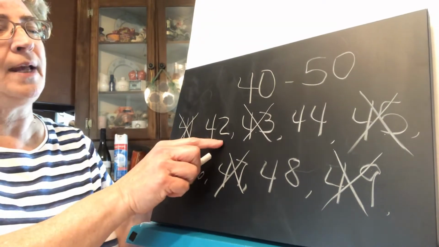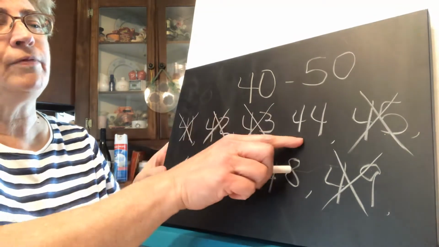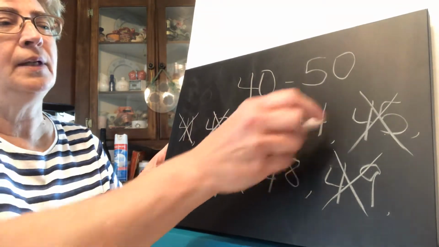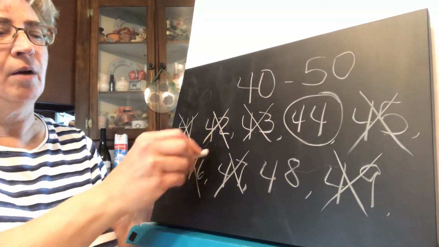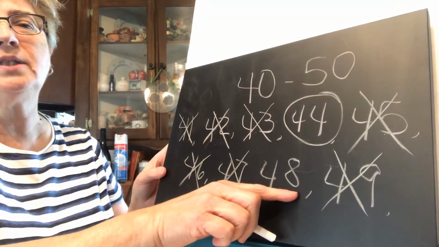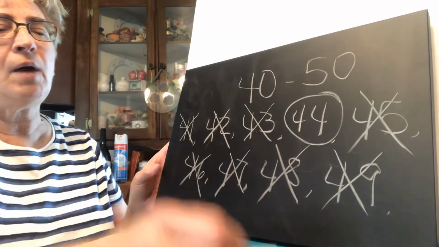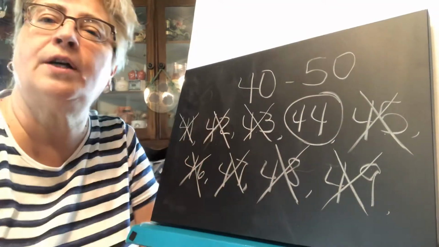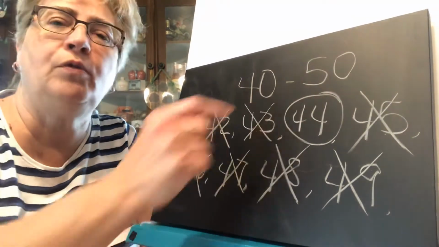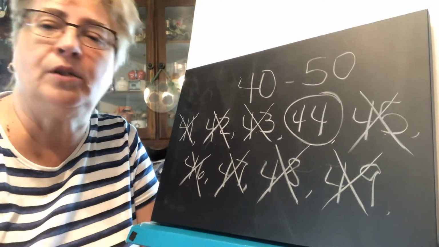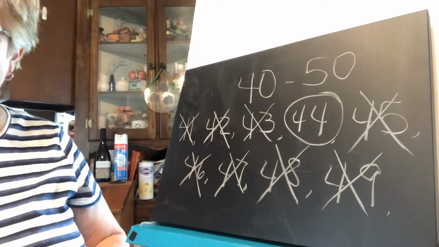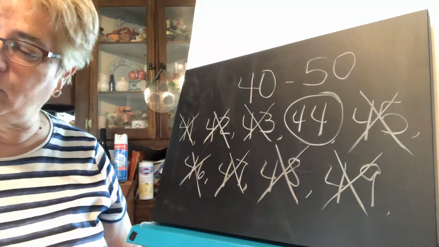42, are the numbers the same? No. 44, are both digits the same? Yes. 46, both digits the same? No. 48, both digits the same? No. So I like if you use that strategy where you crossed off as you went, right? And then you could prove your answer by circling it and showing it. So thank you for remembering to do that to prove your answer, right? That's really important to make sure that we prove as we go.